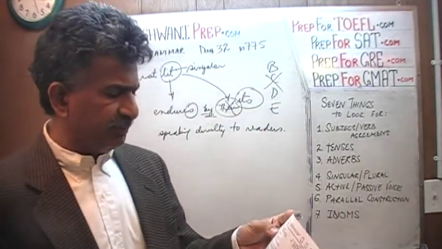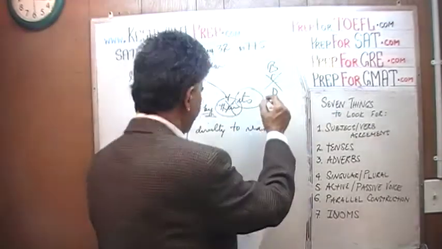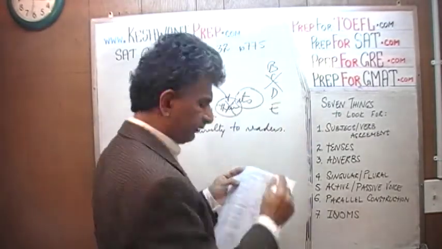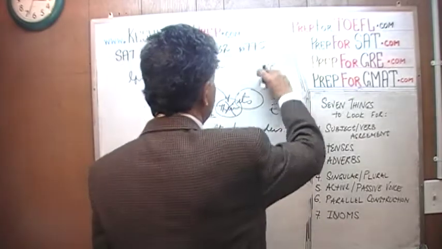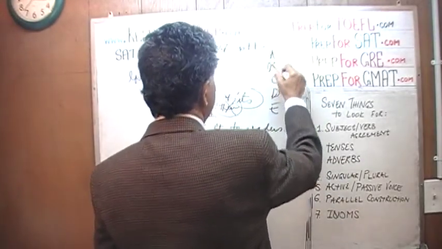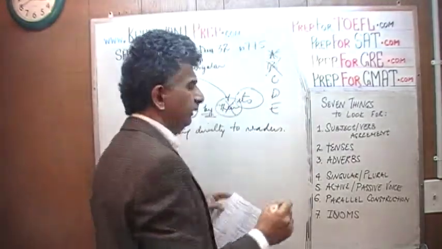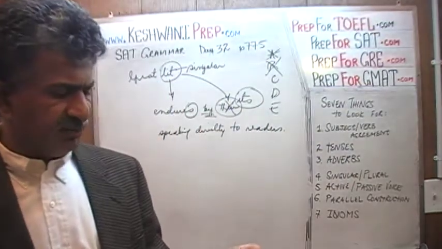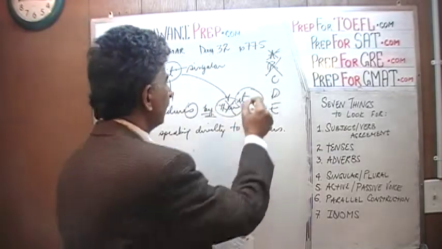C says because it speaks directly and freshly. There you go. Because it speaks. I should have crossed out B just now. B is gone. A, there is no point in looking at A because A is the wrong part. C says because it speaks directly and freshly. There you go. C is our answer.